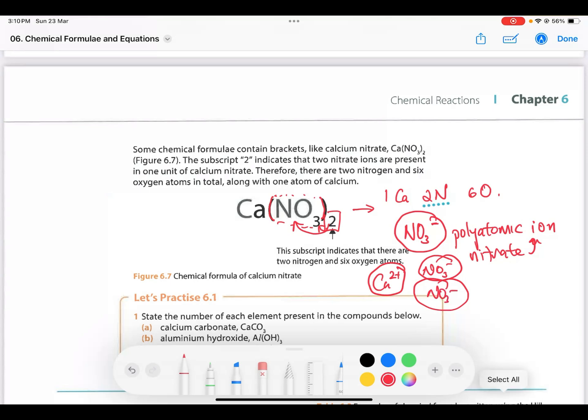So that's to help you understand why there is that subscript 2 outside the bracket, instead of just writing it like that. You won't write it like this, because you won't know exactly what this N2O6 is. But by having the 2 outside the bracket, you know that it is 1 calcium with 2 nitrates.